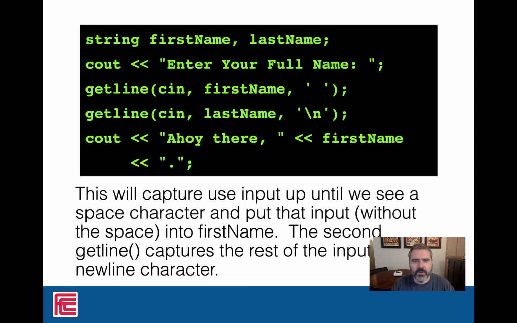Now, again, there are names that would kind of break this. I had a friend whose last name was Van Patten growing up. It had a space in the name. So it's just going to grab the Van part and leave the Patten part, which will just be still in the input buffer. But regardless, you get a little bit more flexibility with Getline.